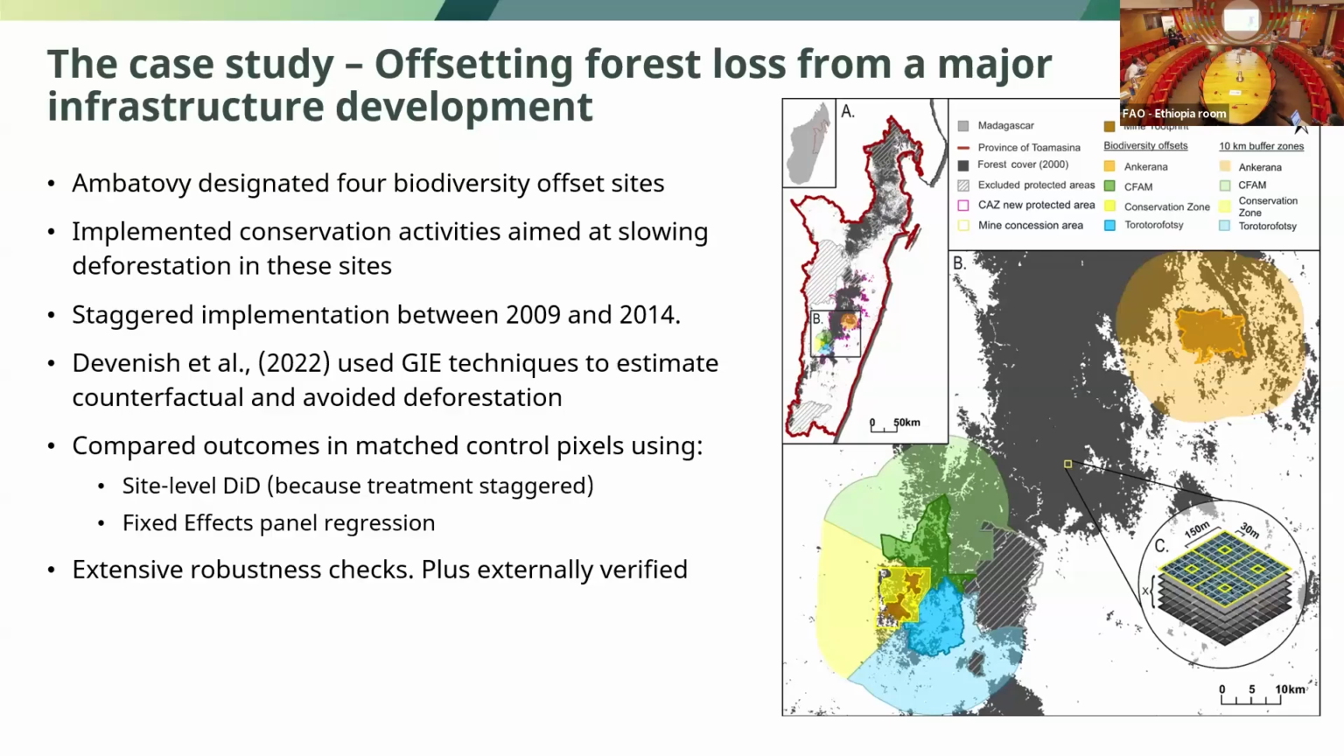The offsets had staggered implementation. This one was kind of officially protected in 2009, and the last one was protected in 2014. So we used pixel-based matching and differences to estimate the counterfactual deforestation within these sites, and then compare the counterfactual, what would have happened if these areas hadn't been protected, to what actually did happen. And from that, we infer the impact of the protection.